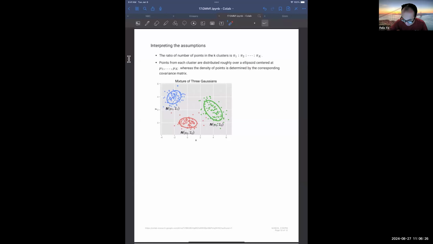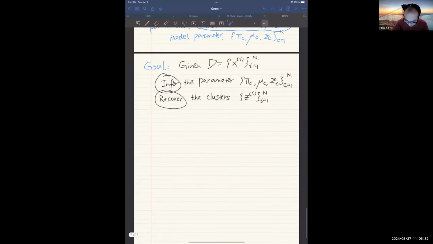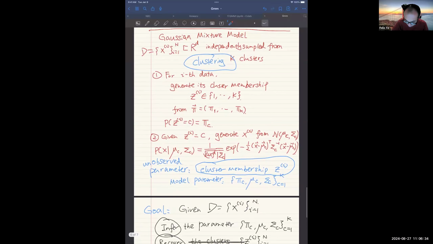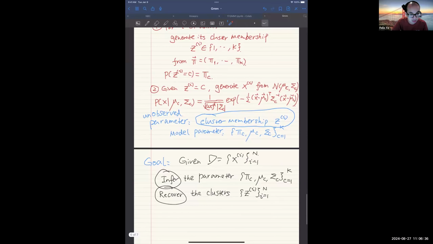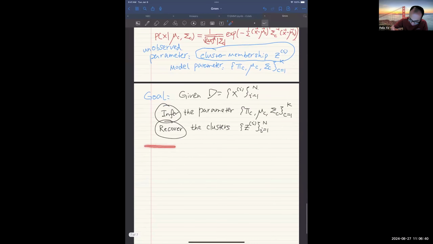All right, so since this is a two-step process, we can combine them together to calculate the PDF for the Gaussian mixture model. The PDF for Gaussian mixtures.